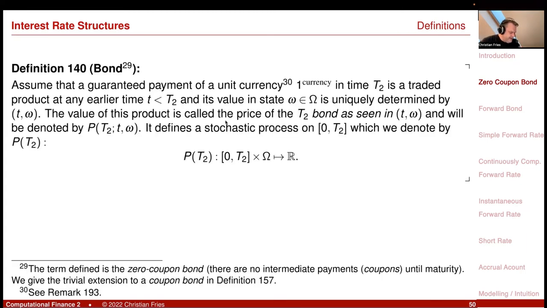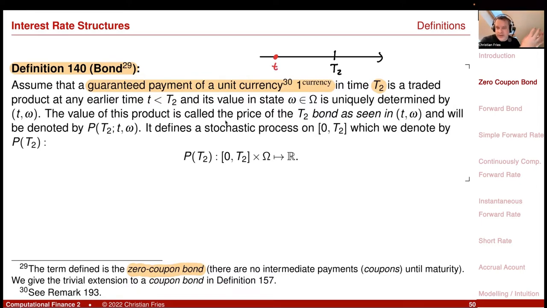So my atomic object, the guy that is actually on the basis, is the zero coupon bond. Yeah? So this guy is called zero coupon bond. Often I just say the bond. And this is the guaranteed payment of one unit of currency at a future point in time, say T2. So I have here my time axis. This here is T2. I observe this product, for example, at a time little t.